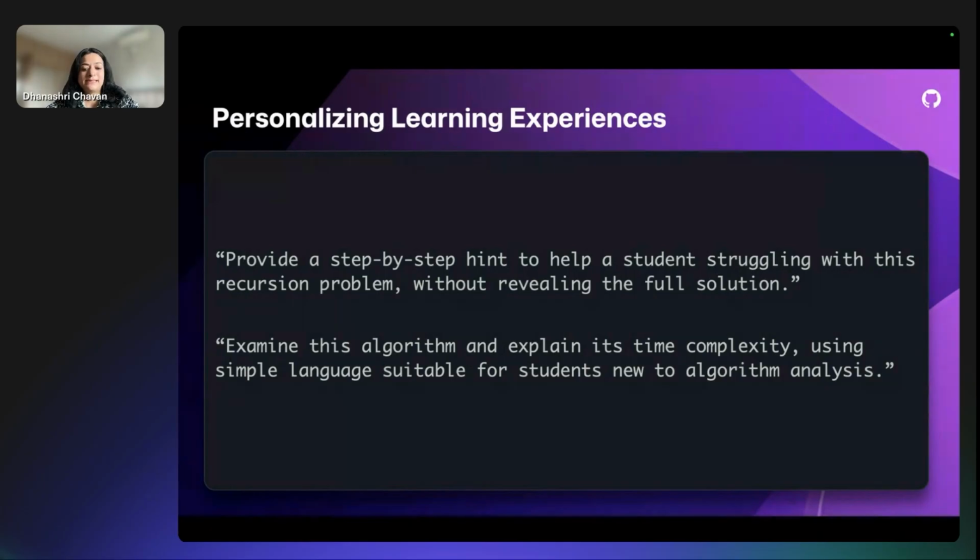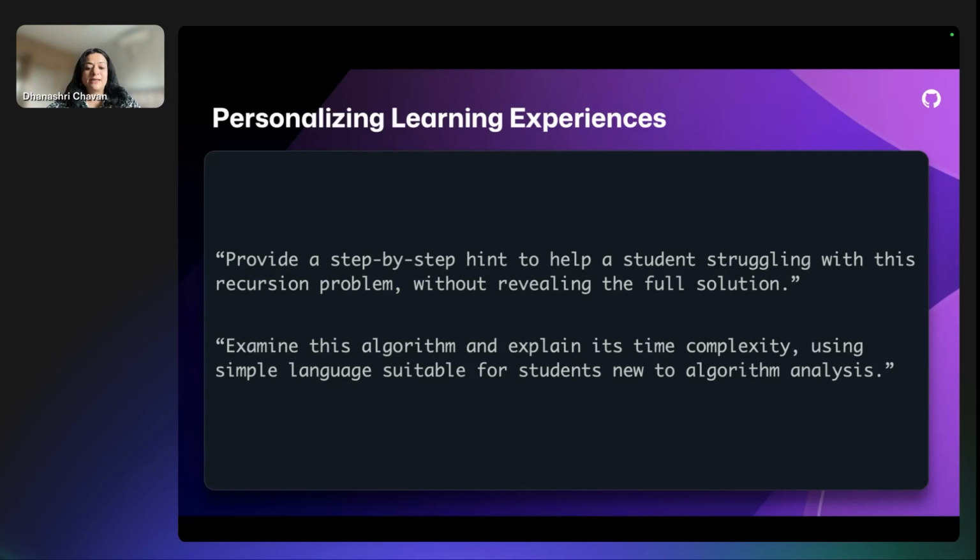Personalizing learning experiences is something that we again face a lot. So differentiating practice and support for students with diverse skill sets and backgrounds can be difficult. For example, imagine that you have a struggling student in your class who's struggling with a recursion problem. So you can ask GitHub Copilot to provide step-by-step hints, again, to help with this recursion problem without revealing the full solution. What this does is encourage independent problem solving without the students feeling discouraged.